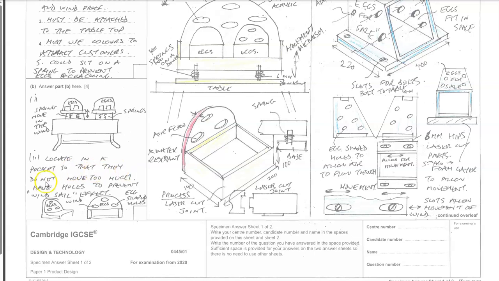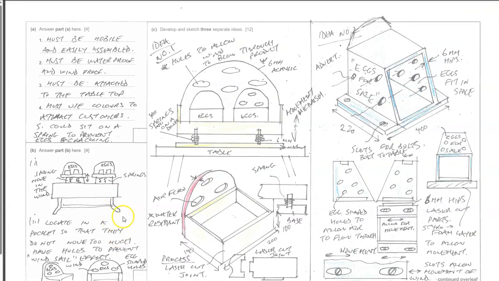Locate in a pocket so that they do not move too much, and have holes to prevent the wind sail effect, so the eggs won't get damaged. So the egg-shaped holes for the wind to blow through. Yeah, that's something that you could have on your design.